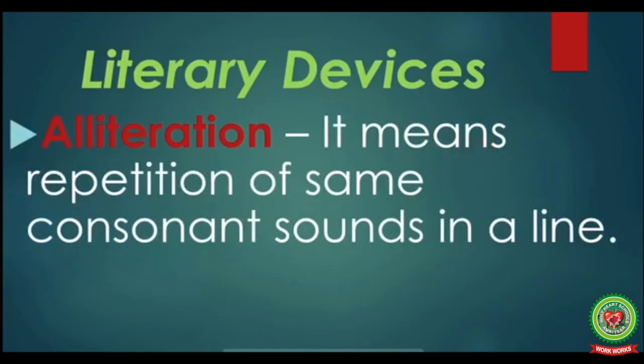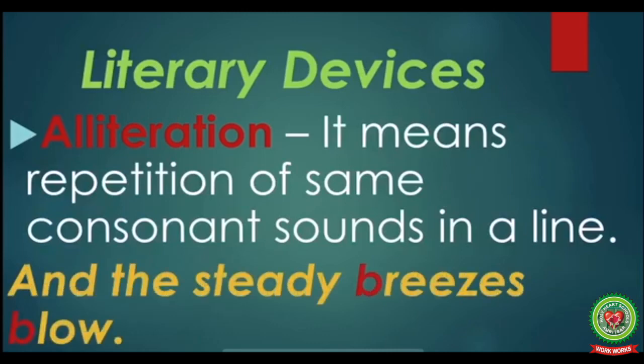Alliteration means repetition of same consonant sounds in a line. Children, whenever you find in a line the repetition of same consonant sounds, it will be your alliteration. See in your third line also, and the steady breezes blow. Here we'll find that the consonant sound of B is repeated twice. So this is your alliteration. Children, mark there as alliteration, breezes blow.